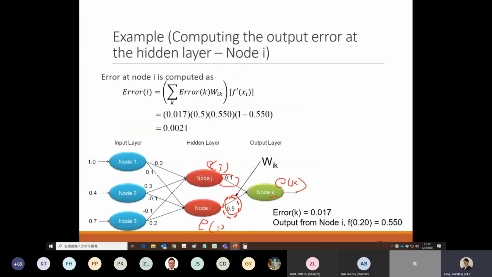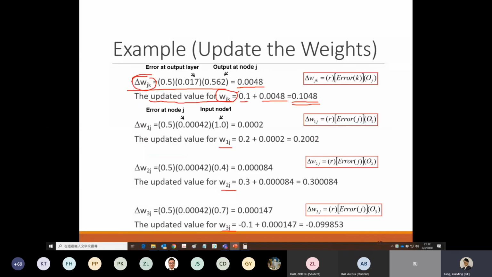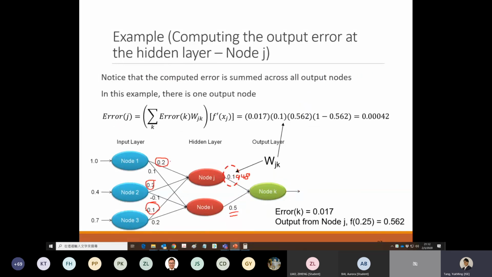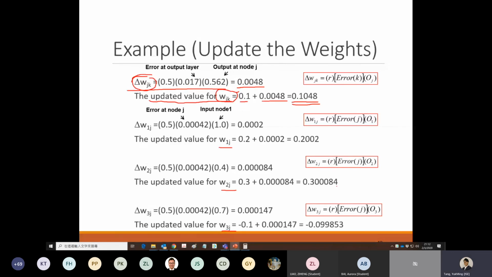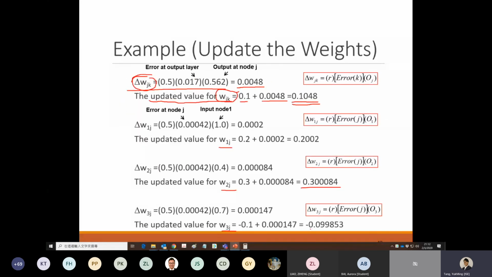Now, originally the value is 0.2. Now it will become 0.2002. So this one should be equal to 0.2002. And how about this one? Originally 0.3, and we need to update to 0.300084. This one 0.300084, and this one originally is minus 0.1. Now we update it to 0.099853, and so on.